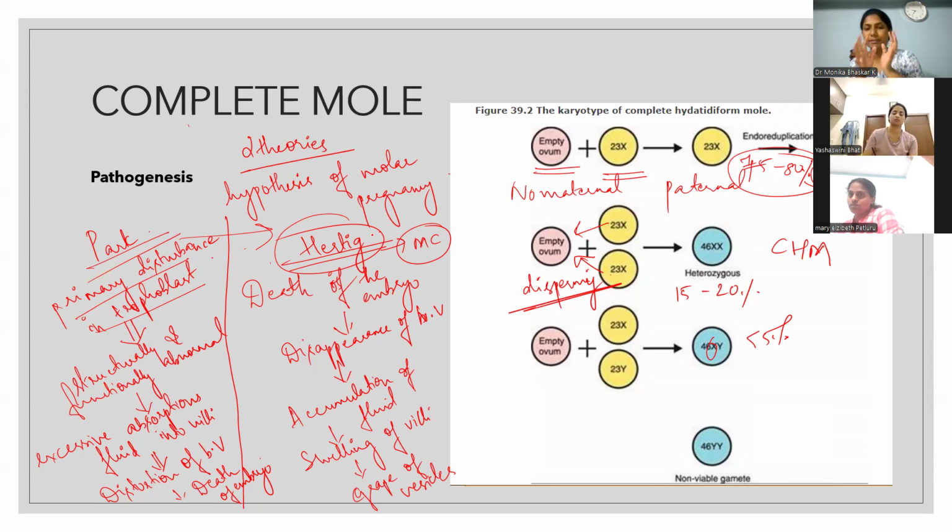So I will repeat only Hertig because this is more important. Because of the genetic alteration, there is death of the embryo. Because of the death of the embryo, there is disappearance of the blood vessels. And as there is distortion and disappearance of the blood vessels, the placental tissue will start accumulating fluid from outside. This accumulation of fluid will cause swelling of the trophoblastic villi, which further proliferates and leads to the pattern of grape-like vesicles. So this is the main hypothesis behind development of the vesicular or grape-like vesicles. So, understood?